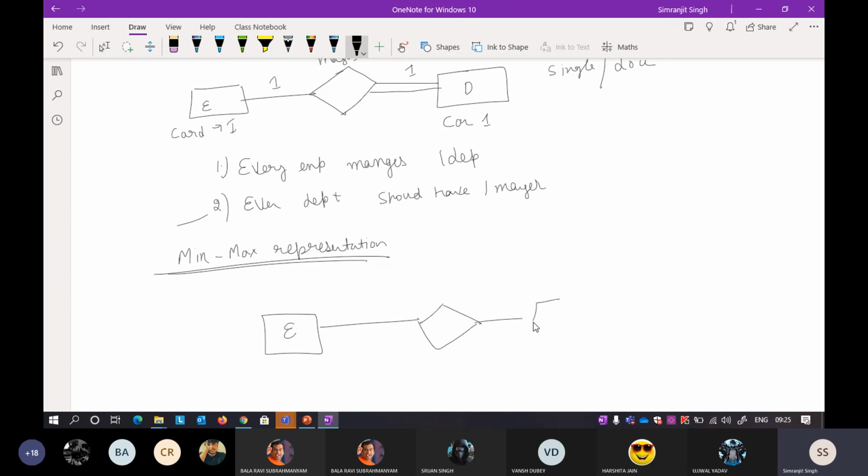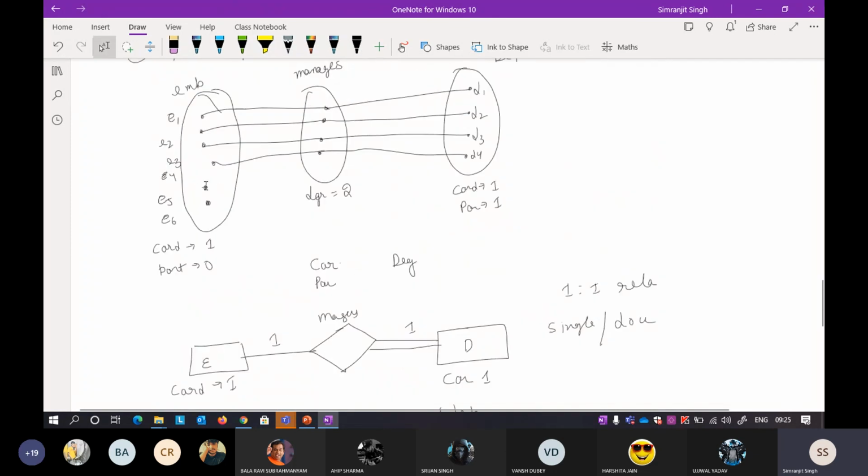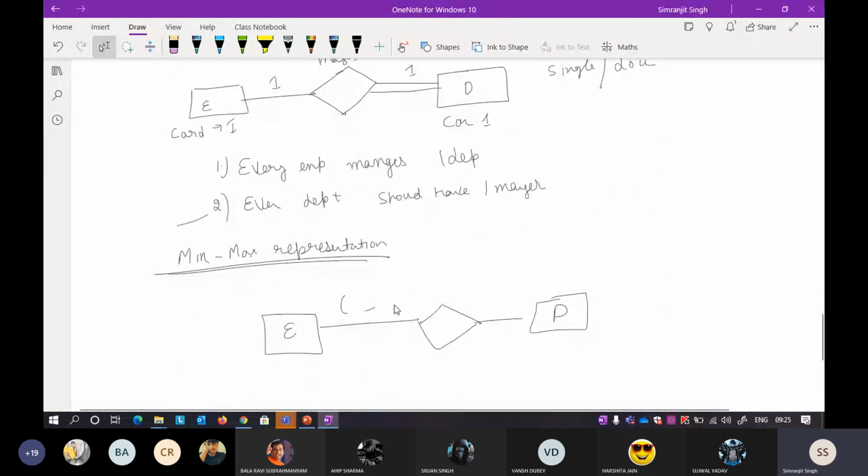I'm just writing it so you understand. Again, if you have any doubts, just let me know. The minimum relationships in which an employee can participate is 0, and the maximum is 1. Harshita, I think you made some mistake here. Here it is 0. If you see here, these two employees are not participating in any relationship, so you write 0 here and then 1.